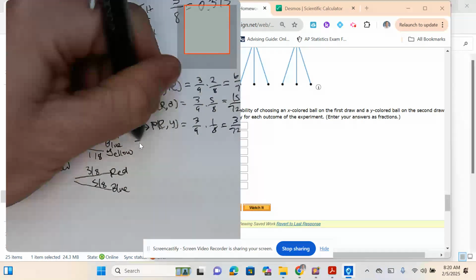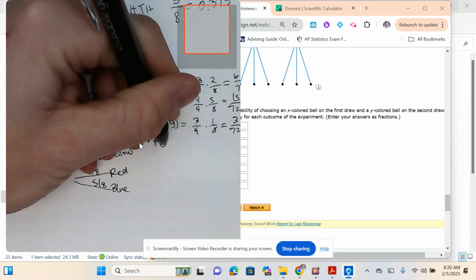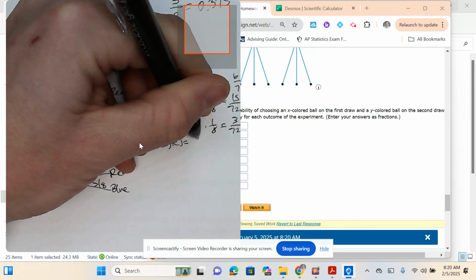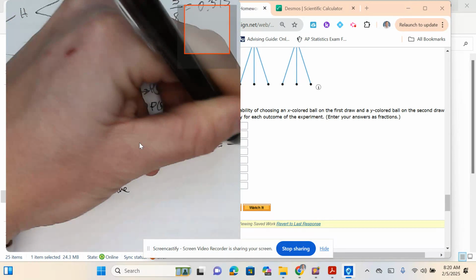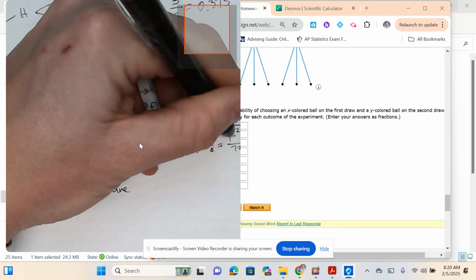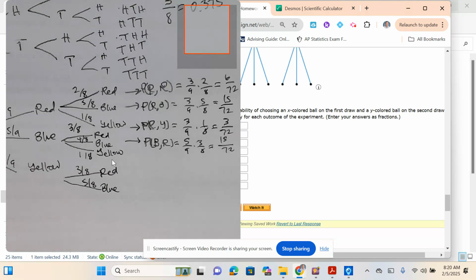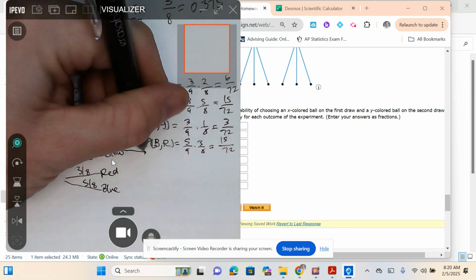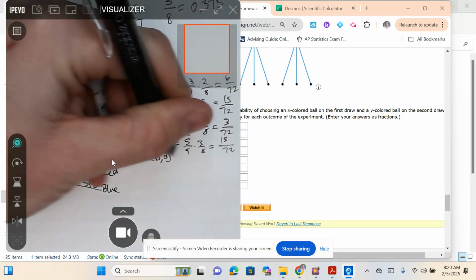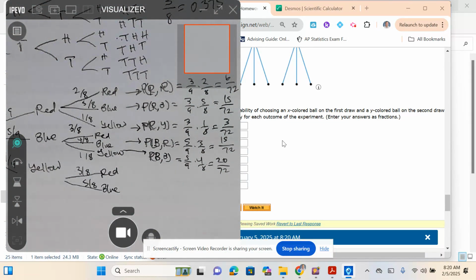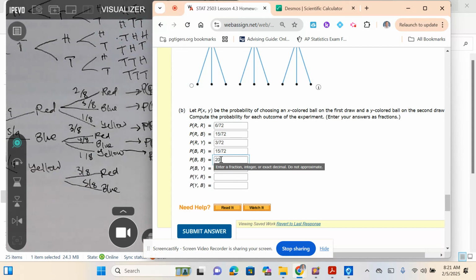Blue, red. And you could do this without doing the tree diagram. You do it in your head, but tree diagram helps. 5 out of 9 times 3 out of 8. Denominator is going to be 72 every time, and that'd be 15 divided by 72. Blue, blue. So 5 out of 9 times 4 out of 8. That's 20 divided by 72.